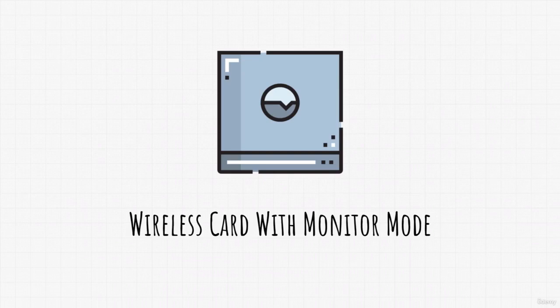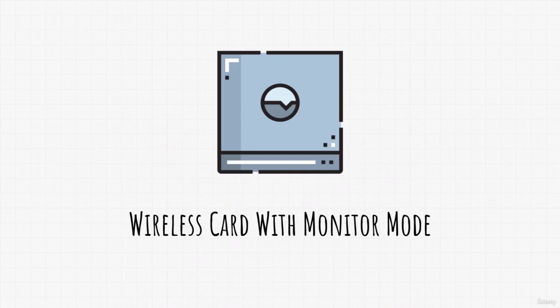Most of the wireless cards are being run in managed mode, and managed mode is something you would normally use when you want to use Wi-Fi and surf the internet. However, some wireless cards have this monitor mode option, and I will show you in the next video how you can check whether your wireless card can be put into monitor mode and how to do that.